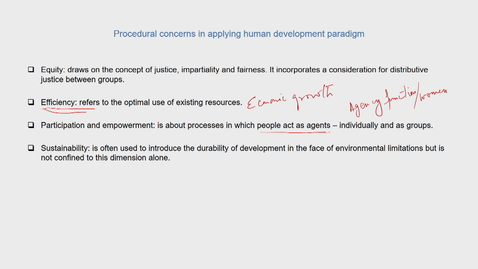So, let us look at this in terms of an example. Suppose we want to reform the education system within the country and we want to use the human development paradigm for reforming the education system.